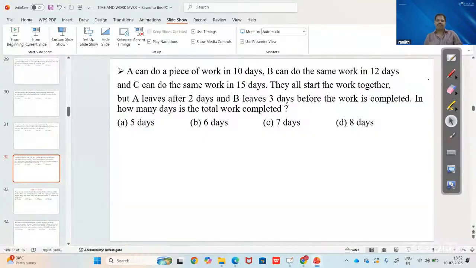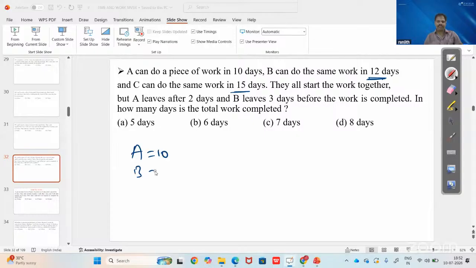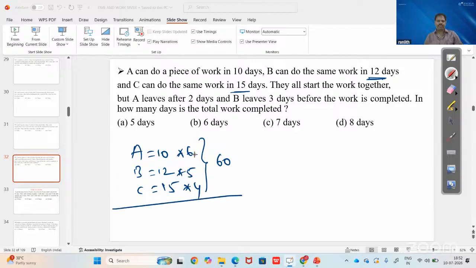A can do a piece of work in 10 days, B can do a piece of work in 12 days, C can do a piece of work in 15 days. A equal to 10, B equal to 12, C equal to 15. And the LCM of 10, 12, 15 is 60. 10 into 6, 12 into 5, 15 into 4. So the sum will be equal to 6 plus 4, 10, 10 plus 5 equal to 15. If all of them are working together, total 15 units of work is completed.